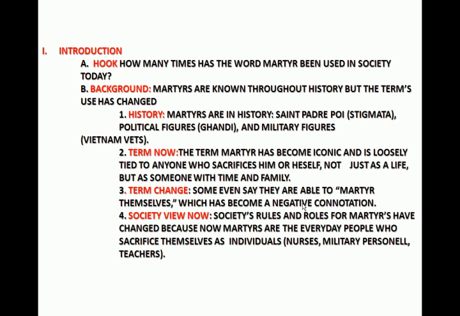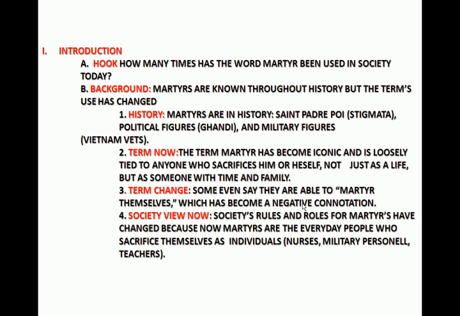So you can do A, and I know this looks very intimidating, but don't worry, you're just writing the stuff in red. You can do A as your hook, and you're going to finish that tonight. So an example might be, how many times has the word martyr been used in society today? B is going to be background. So go ahead underneath the A and write B, period, background, colon. And again, you're going to fill this in tonight.